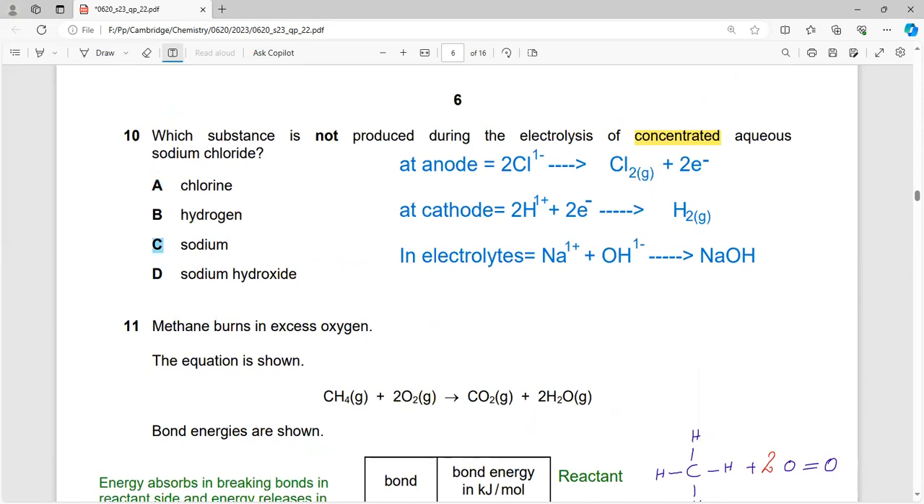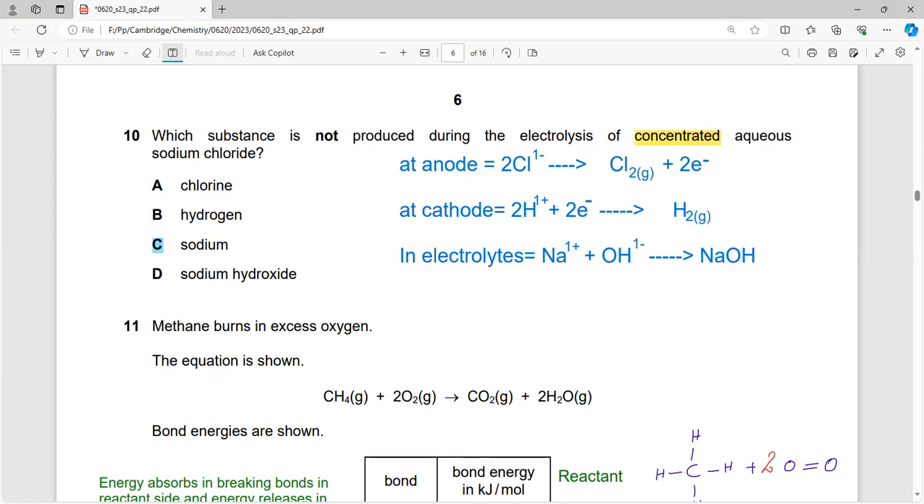Which substance is not produced during the electrolysis of concentrated aqueous sodium chloride? If you are performing the electrolysis, the most important thing is the concentration of the sodium chloride. We have molten sodium chloride, dilute sodium chloride, and concentrated sodium chloride, and the products will be different at the cathode and anode. So you need to focus on the word concentrated.